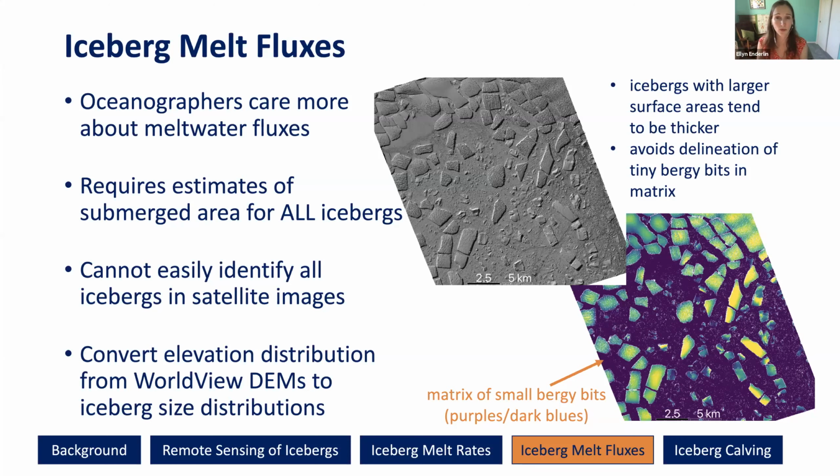And I can directly get meltwater fluxes by doing this elevation differencing for individual icebergs. But I'm not going to go in there and have some poor undergraduate delineate every single iceberg in this and then find it again at some other time and then measure that change. That would be horrific. And you can't even do that for some of these really tiny ones. You just can't pick them out. That's not a feasible approach for this. So what I do is I use these elevation distributions that you can get from the DEMs to come up with iceberg size distributions.